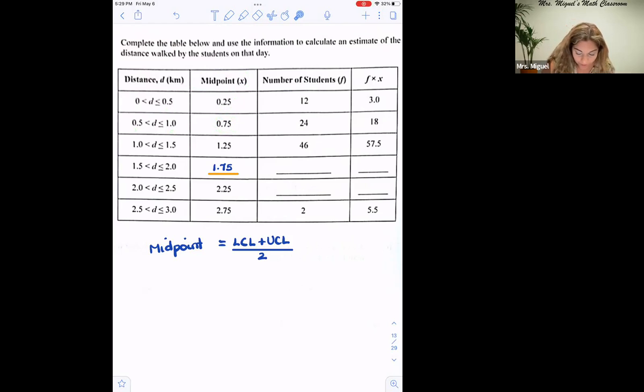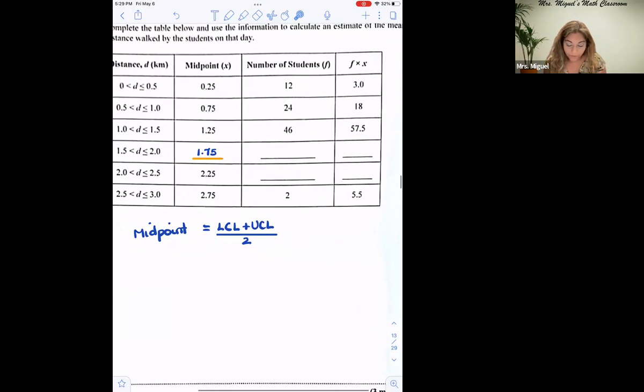Another way of working it out, this difference here is 0.5. So if we add 0.5 to 0.25, we'll get 0.75. If we add 0.5 to 0.75, we'll get 1.25. If we add 0.5 to 1.25, we'll get 1.75. So here we would have scored 1 mark.